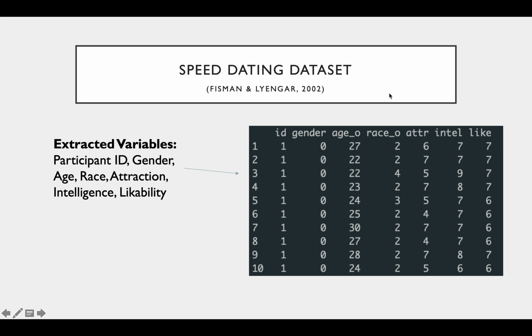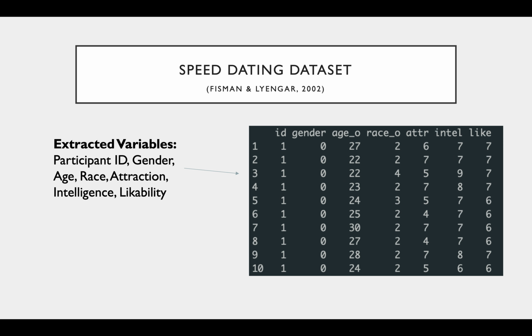So I chose to do race as an IV as well as attractiveness, and likability is my outcome. I also included here gender and intelligence. I just decided that maybe I might use it later for analysis, but I didn't actually use it, but it could be used in the future.